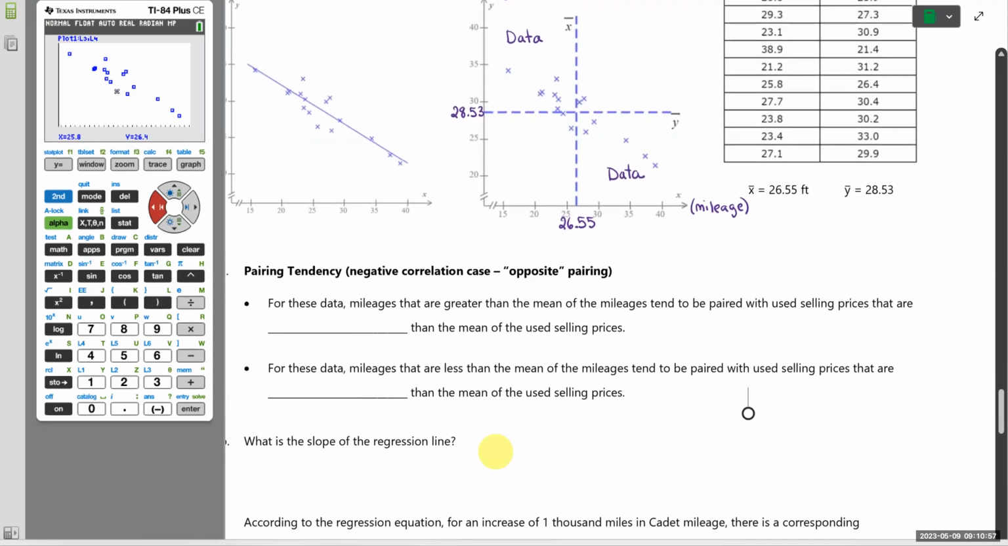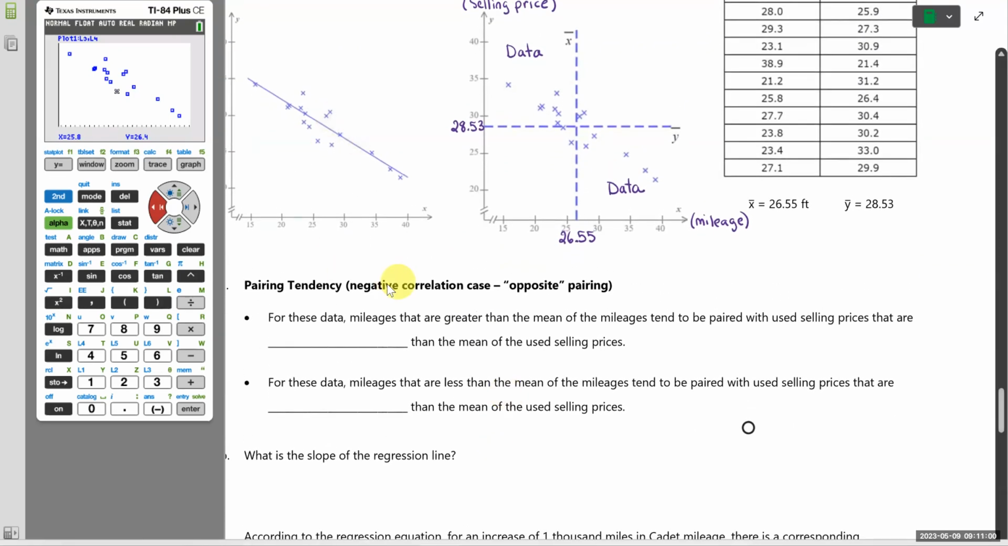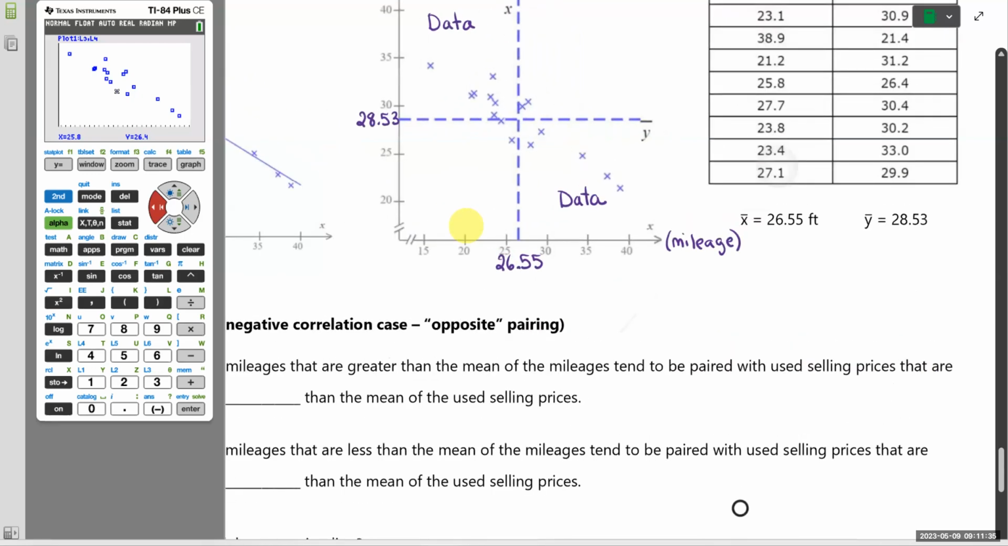So let's consider this case. When we have a negative correlation, a downward trend here, I think of this just informally as opposite pairing, meaning when one variable is high, I expect the other to be low. So when the mileage on your car is high, I expect your selling price to be lower. So we'll take a look at how it's worded here. For these data, mileages that are greater than the mean of the mileages tend to be paired with what selling prices? So I'd like to just label that on this picture.